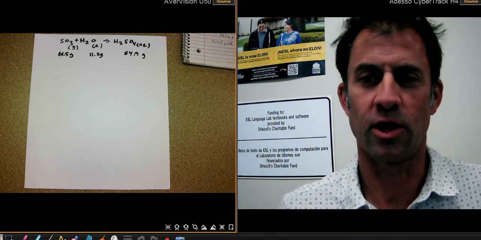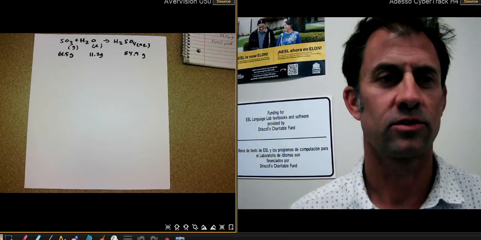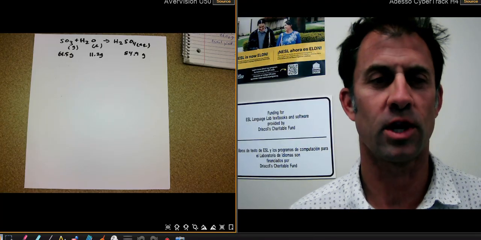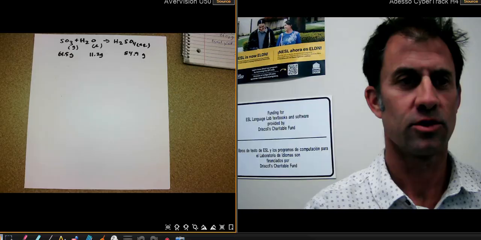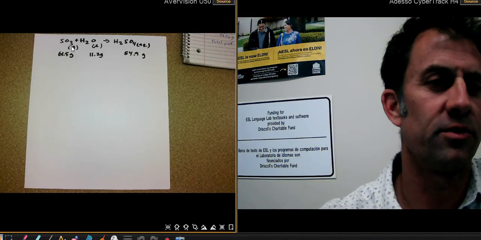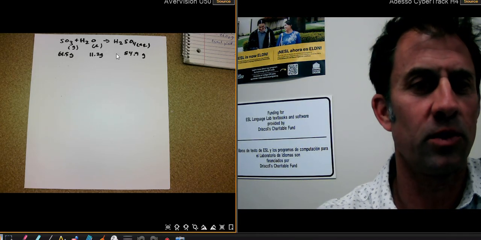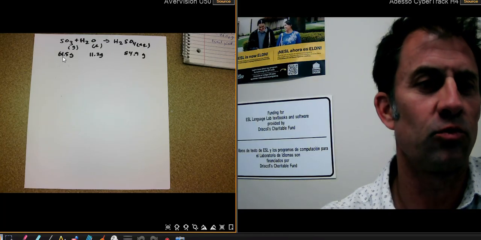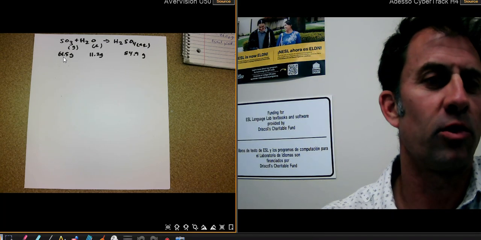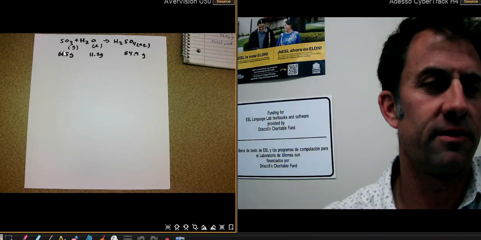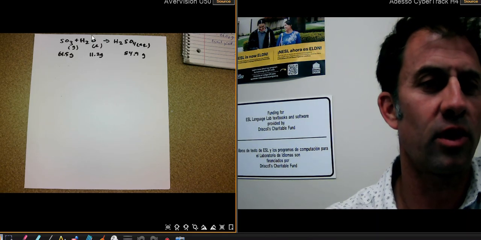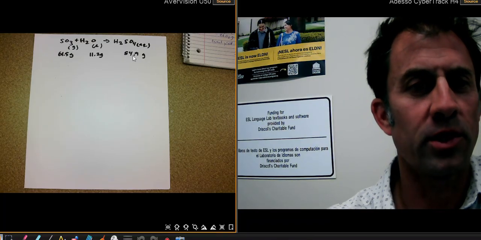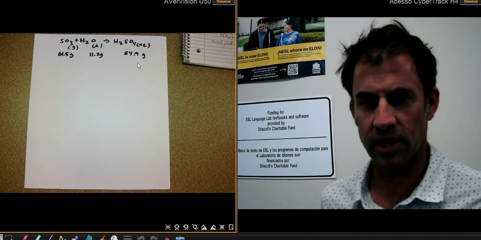Hi, this is going to be a little longer one. This is sulfur trioxide plus water will give you sulfuric acid. This is in gas, this is in liquid, this is in an aqueous solution. We only have 61.5 grams of this stuff, 11.2 grams of water, and 54.9 grams of sulfuric acid.